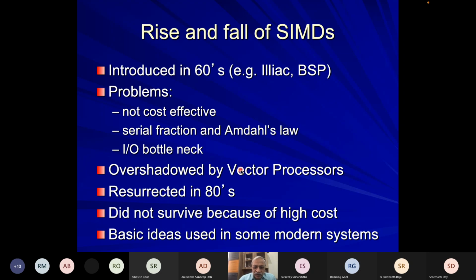The vector processors, on the other hand, were comparatively less complex and gave good performance, so SIMDs got overshadowed by vector processors. In the 80s, again, these were resurrected, but cost was still high and they did not survive. However, the basic idea is used in some modern systems, particularly the GPUs, or graphic processing units.